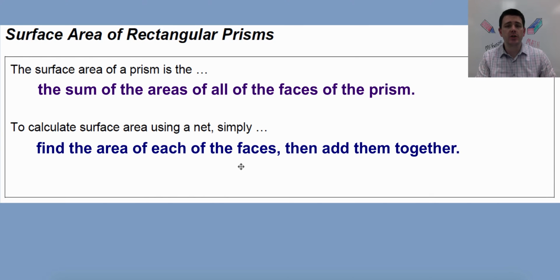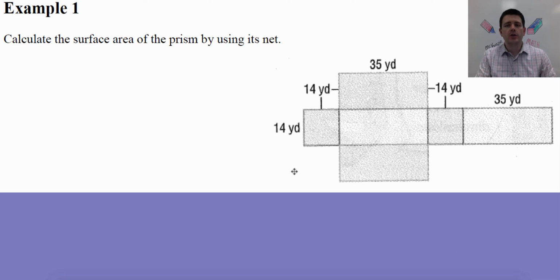To calculate surface area, simply find the area of each of the faces. In this case, they're all going to be rectangles, and then add them all together. So it's a whole bunch of tiny little area problems, and then we're going to put them all together. So here's our first one. In this case, the net's already been drawn for us. We're just going to use it to find our area.